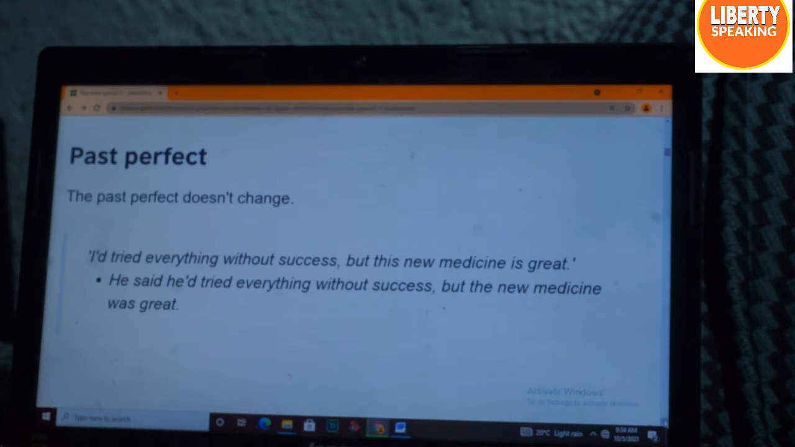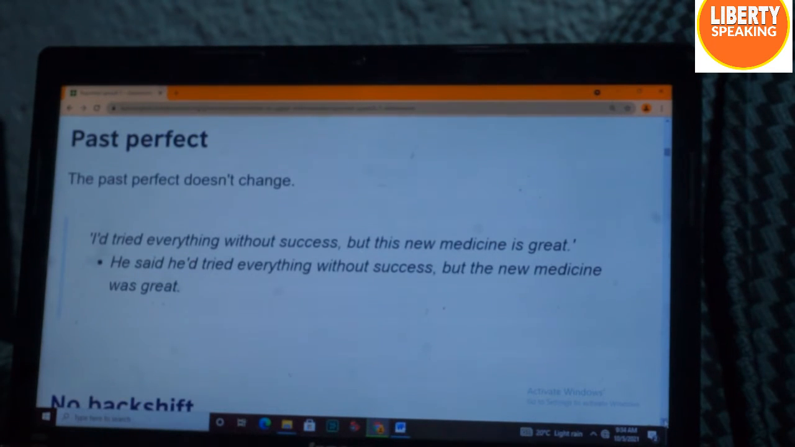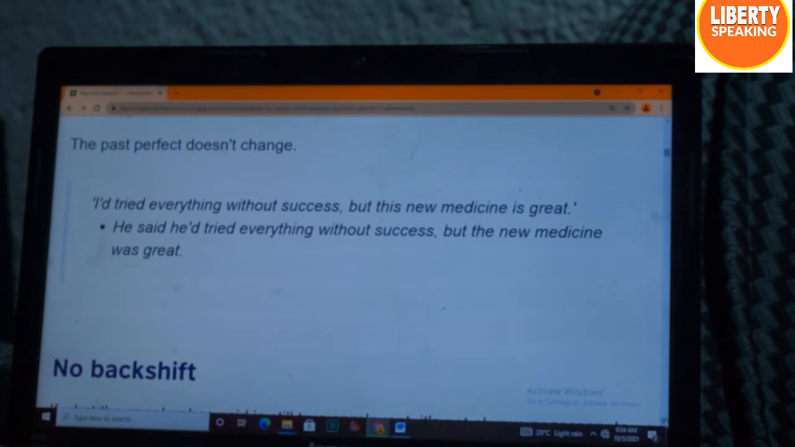Past perfect is an action that happened before another in the past. So the past perfect doesn't change here. If you report what somebody said using past perfect, you never change it. I tried everything without success, but this new medicine is great. I repeat, I tried everything without success, but this new medicine is great. He said he tried everything without success, but the new medicine was great.